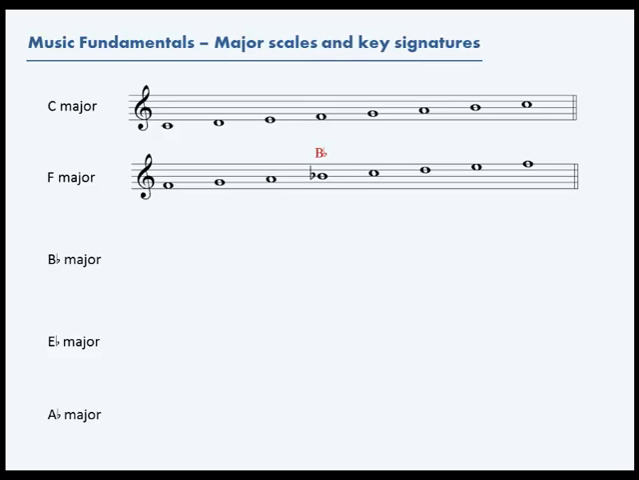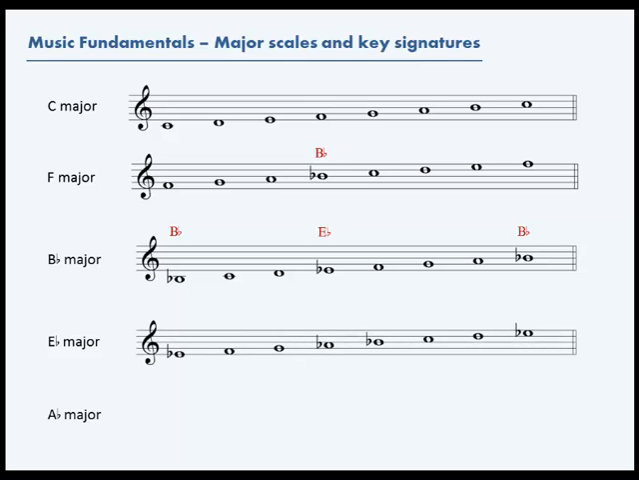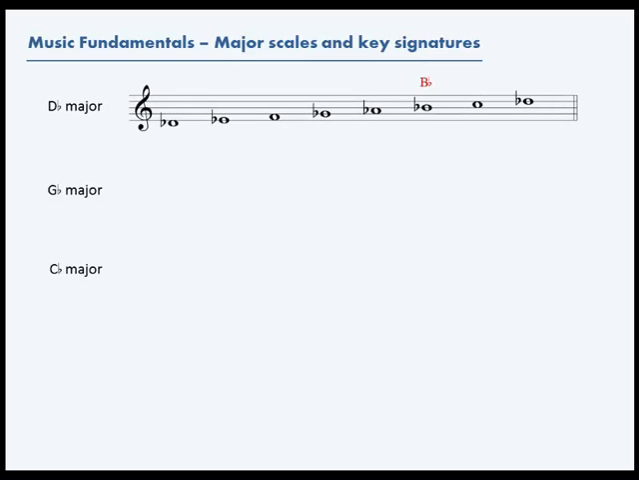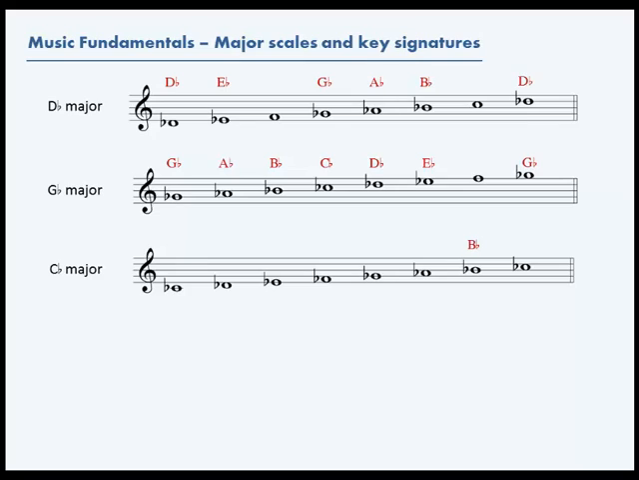If B flat is the tonic, we need to add a B flat and an E flat. If E flat's the tonic, we need B flat, E flat, and A flat. For an A flat tonic, we need B flat, E flat, A flat, and D flat. If D flat major is the tonic, we need B flat, E flat, A flat, D flat, G flat. For G flat major, and finally for C flat major, all 7 flats.